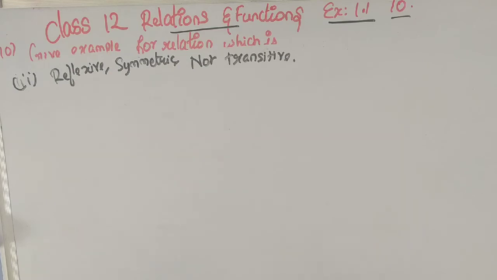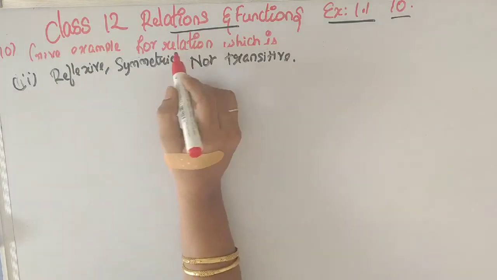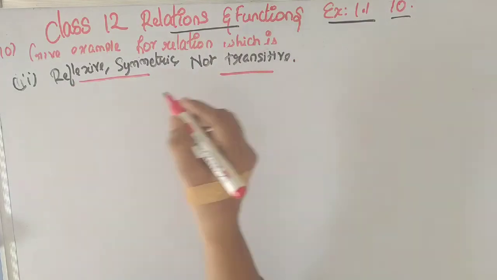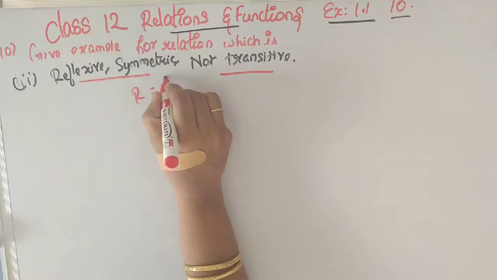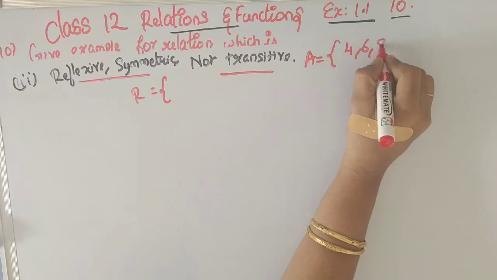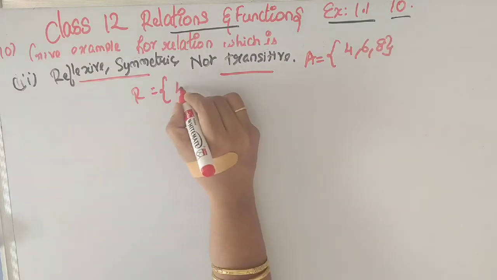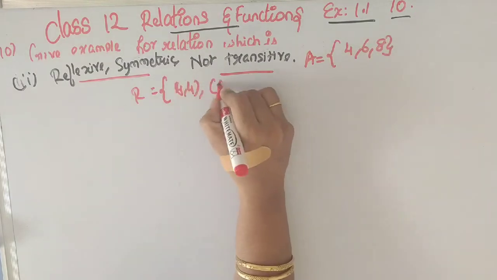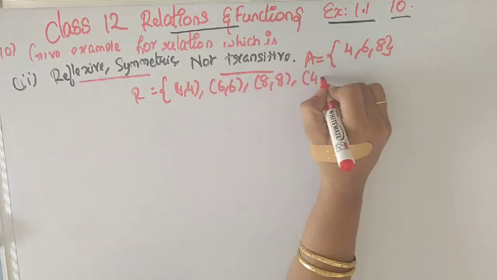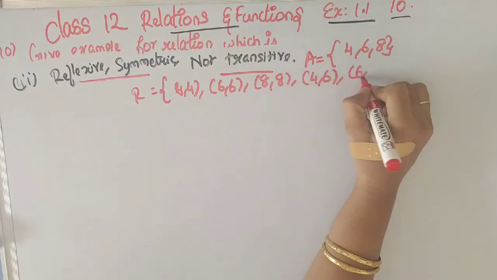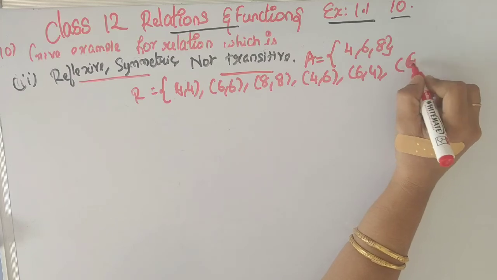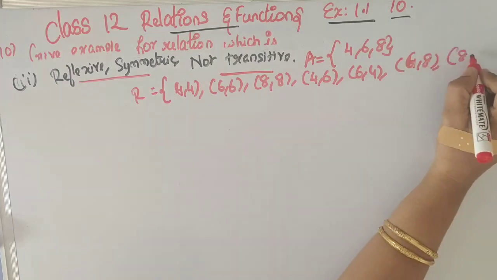Here we have to give an example for a relation which is reflexive and symmetric but not transitive. Clear? So before writing the example, we have to first define the relation. Here we can consider A is equal to {4, 6, 8}, and R is defined as {(4, 4), (6, 6), (8, 8), (4, 6), (6, 4), (6, 8), (4, 8)}. Okay? Now we have defined R.